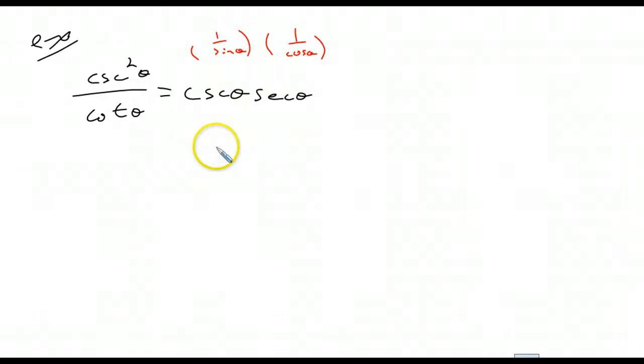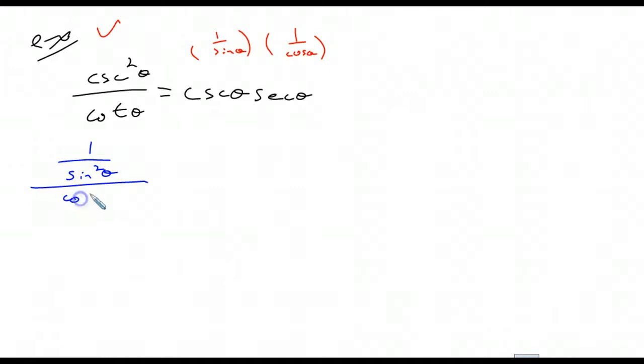Remember, you cannot work with the other side. You have to pick one side and work only with that side. So I'm going to choose this side, but I know it's going to have to eventually look like this because this is what this side is. So in doing that, I know cosecant squared is 1 over sine squared theta over cotangent is cosine theta over sine theta equals whatever.